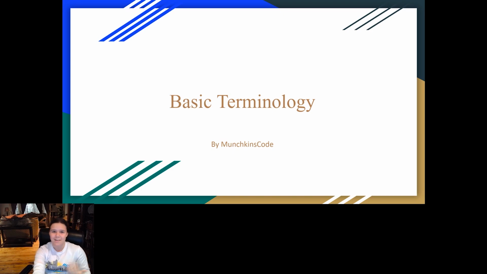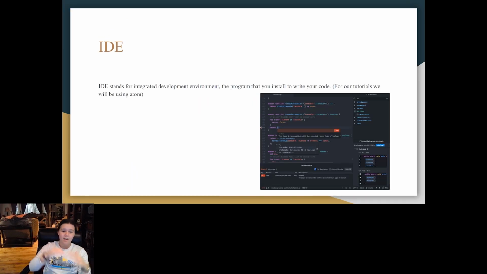We're going to dive into some basic terminology for today's video. Pretty simple stuff, your beginner type things. So, IDE, what the heck is that? IDE stands for Integrated Development Environment. So it's basically the program that you install on your PC to write your code. For our tutorials specifically, and tutorials in the future of teaching you how to write Python, JavaScript, HTML, all that sort of stuff, we're going to be using a program called Atom, if you want to get a head start and download that on your computer.